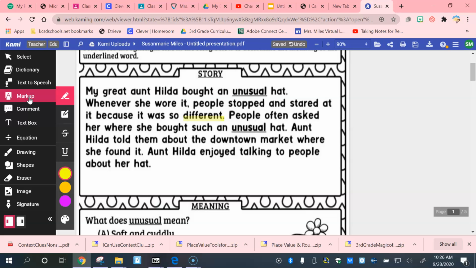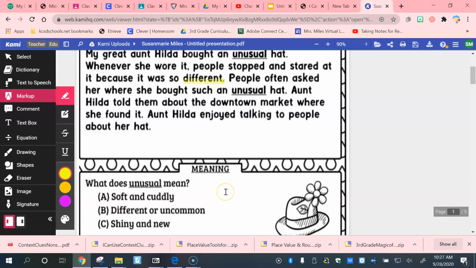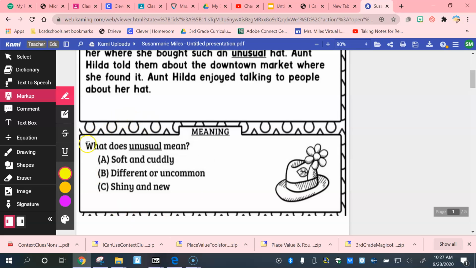Could this help us determine what unusual means? Does unusual mean different? Think about the sentence. Whenever she wore it, people stopped and stared. So it's telling us that when she wore this unusual hat, people stopped and stared. Do you stop and stare at somebody if they're wearing something normal? If somebody's wearing a pair of blue jeans, do you stop and stare? Probably not. But if somebody was wearing an unusual hat of sorts, you might stop and stare, maybe because it was so different.